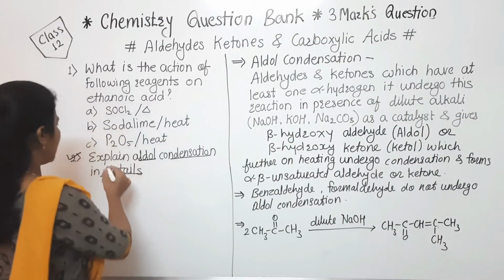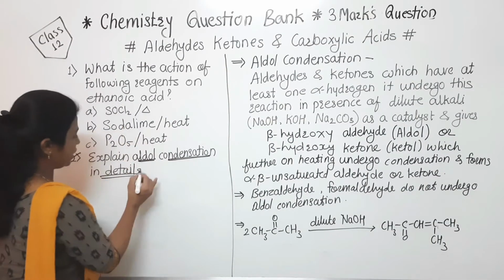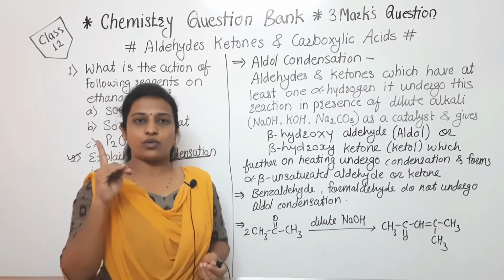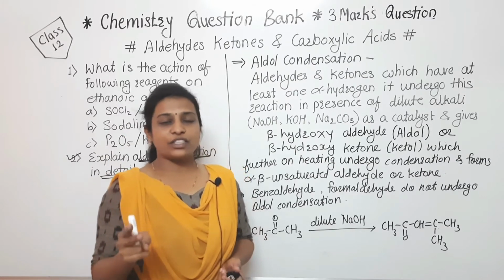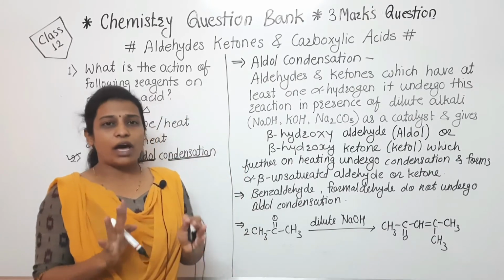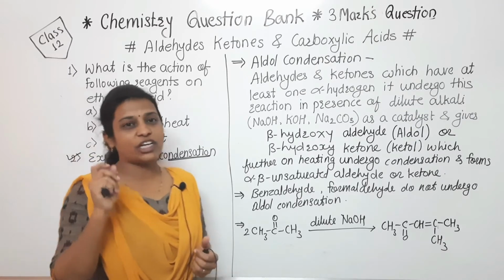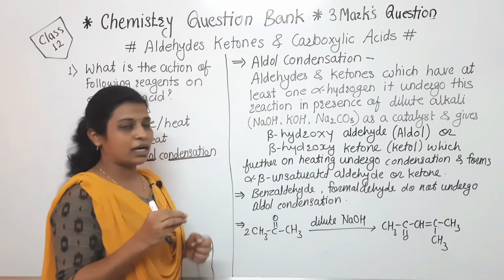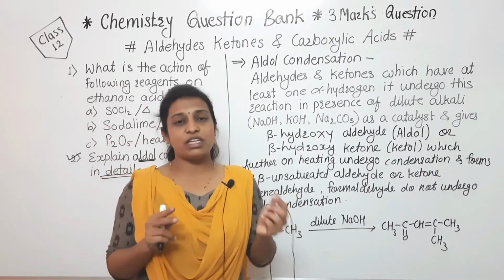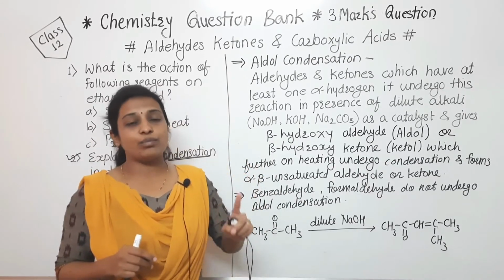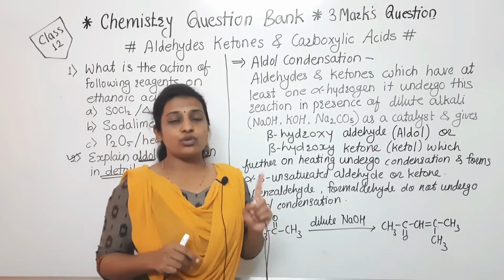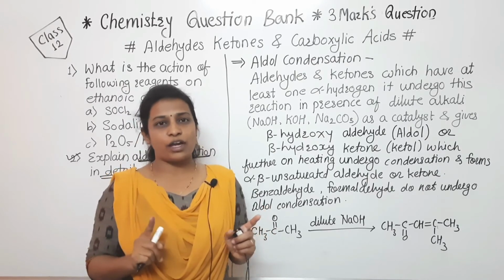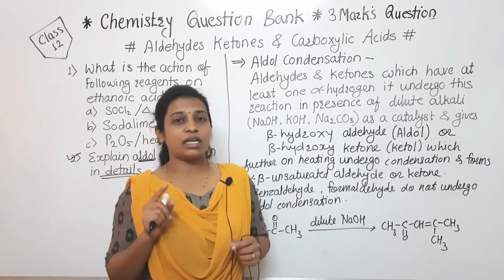Next question is explain aldol condensation in detail. To explain aldol condensation in detail, firstly we have to write its statement, reaction, and mechanism also. So I will give you an idea of each and every step. Firstly we will discuss what is meant by aldol condensation. Here we have discussed Cannizzaro's reaction previously. In that, the important condition was that we have to use such aldehydes which do not contain even a single alpha hydrogen. Now what is meant by alpha hydrogen?